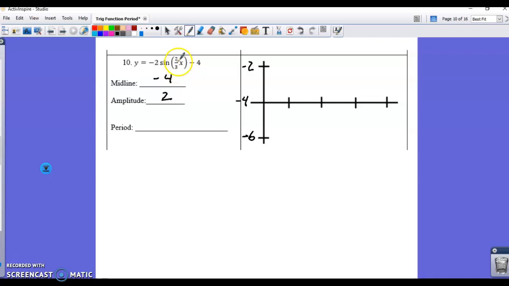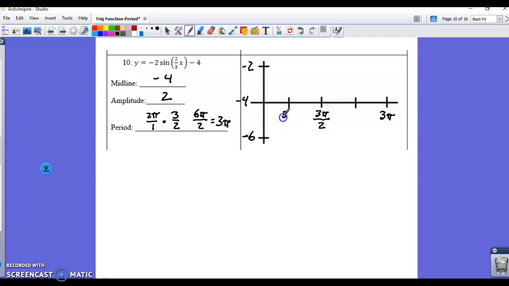And then 2/3 is a fraction, so to get the period, 2 pi over 1 times the reciprocal, 3 over 2. So that's going to be multiply 6 pi over 2 times 1 is 2. And that reduces to 3 pi. And my period is 3 pi. Half of 3 pi is 3 pi over 2.